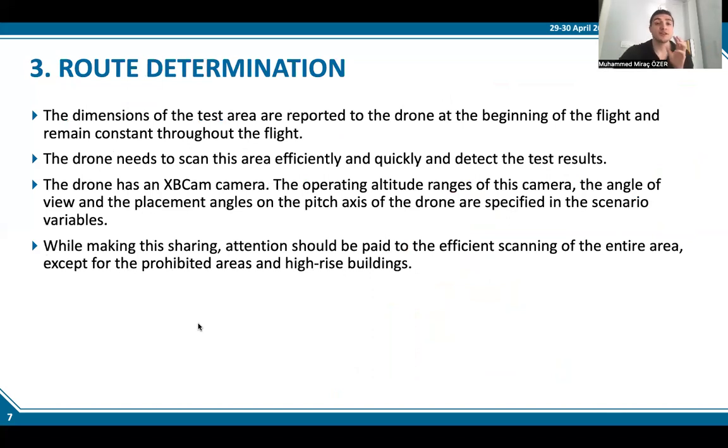Route determination. The dimensions of the test area are reported to the drone at the beginning of the flight and they remain constant throughout the flight. The drone needs to scan this area efficiently and quickly, and the detector test results. The drone has an XP-cam camera; the operating altitude range of this camera, the angle of view, and the placement angle of the pitch axis are specified in scenario variables.